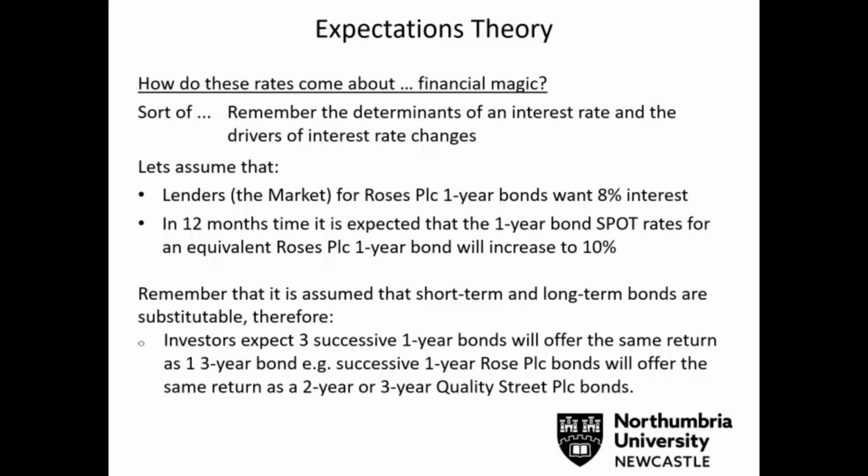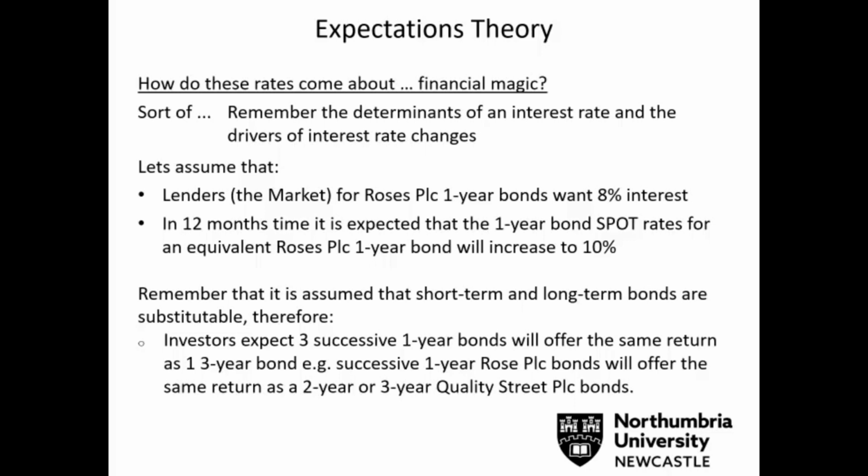So let's assume that the market for Rose's 1-year bond is 8%, and in 12 months' time, we expect the 1-year bond rate for an equivalent rollover, so another bond in 1 year's time, we expect interest rates to increase over that 1 year to 10%, in other words a 2% increase, but we still assume the assumption that one 3-year bond is the equivalent to 3 1-year bonds that roll over.